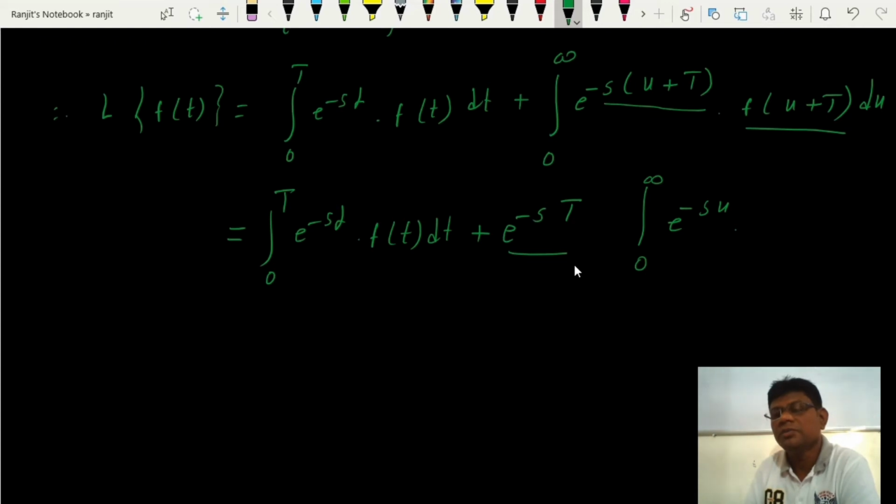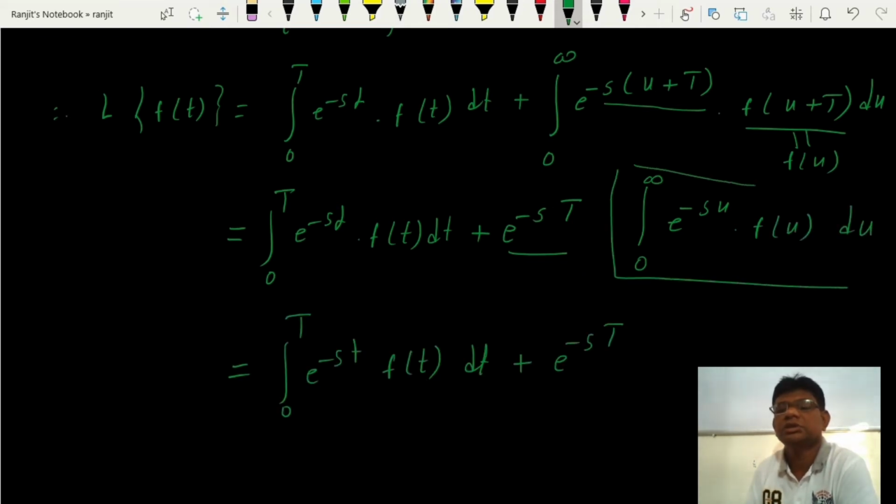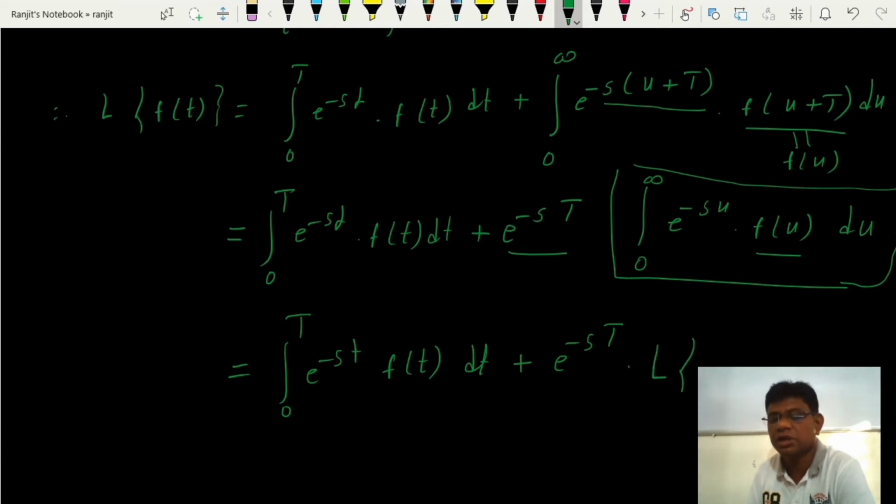Now, f(t) is the periodic function. Therefore, f(u) is the periodic function. Now, f(u + T) is f(u). Therefore, here is f(u) du. Now, by using the definition of the Laplace transform, this integral is the Laplace transform of f(u), that means the integration is independent of the variable, so therefore this integration is the Laplace transform of f(u).